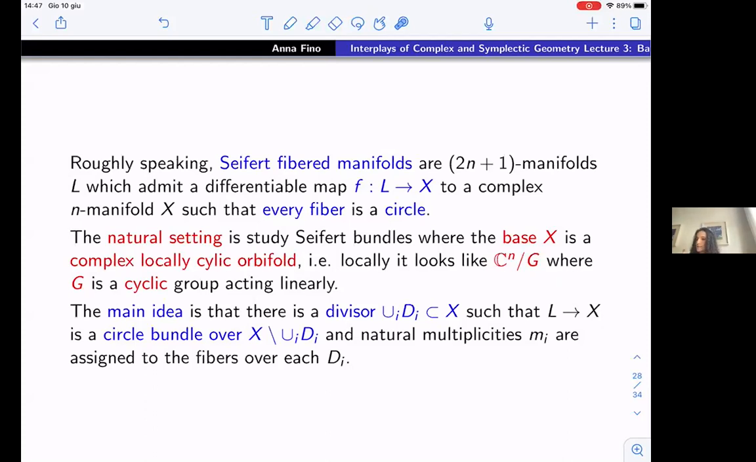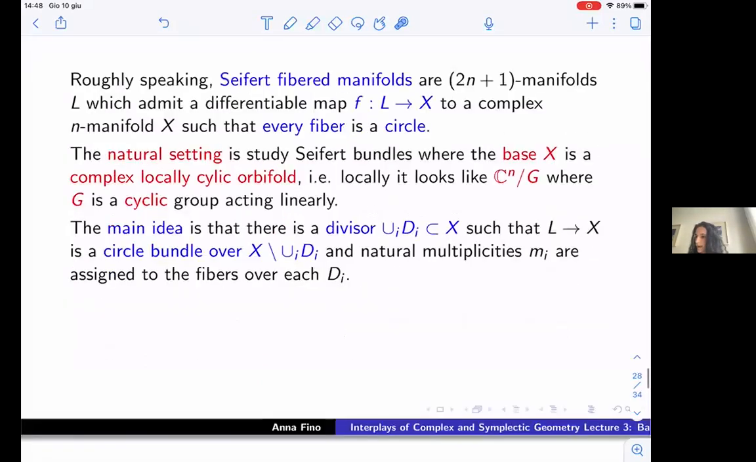The main idea is to consider a union of divisors Y_i on X such that, if you remove this union and consider your fibration over X minus the union, you have just a usual circle bundle. You have to think that the fibers are the quotient of C star by the group of roots of unity, of order m_i, and these m_i are exactly the natural multiplicities. I am speaking very roughly about that, just to give an idea.